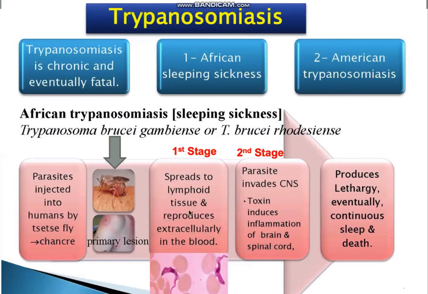lymphatic system and then to the bloodstream. And then of course they will mature into the adult stage. You can see it in the bloodstream. Very big, very characteristic, easy to spot, easy to identify, right? So that is the first stage, and then the second stage is the serious one, when it invades the central nervous system, producing toxin and a potent inflammatory response, all right?